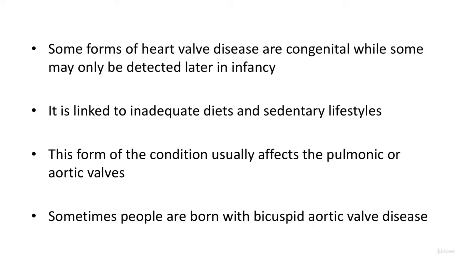However, the cause is still unknown, but it's definitely linked to inadequate diets and sedentary lifestyles. This form of the condition usually affects pulmonic or aortic valves. Sometimes they can have defective leaflets that are deformed, are an incorrect size, or are not attached properly. Sometimes people are born with bicuspid aortic valve disease. This is where there are only 2 leaflets instead of the normal 3, often causing the valve not to open or close properly or tightly.